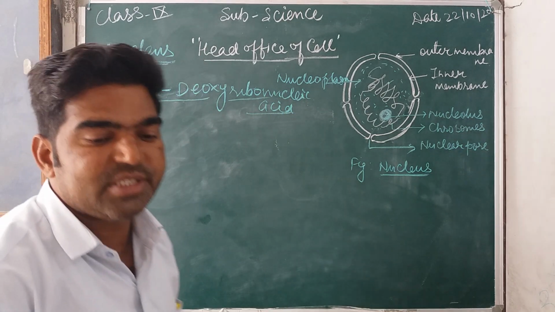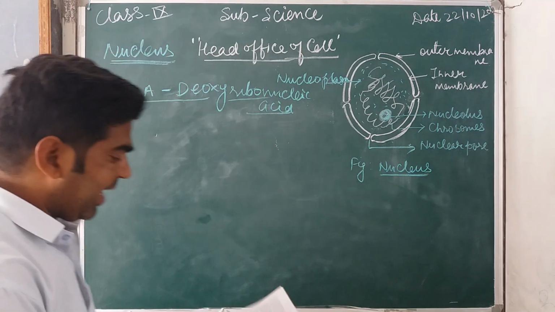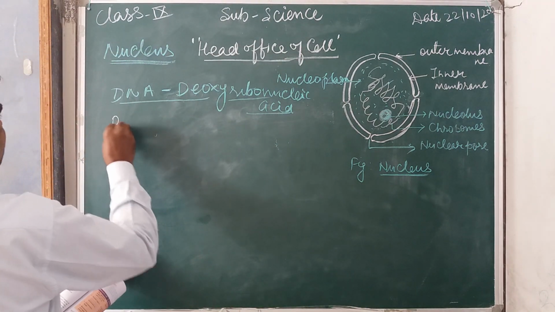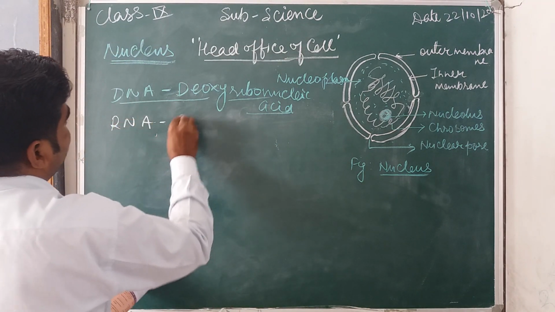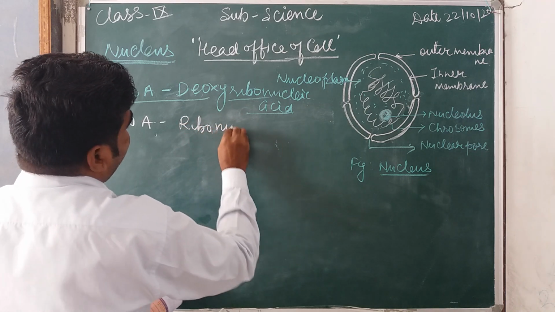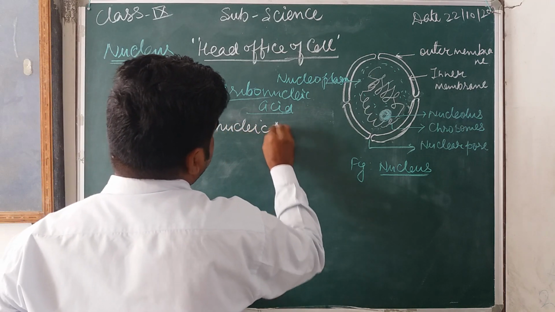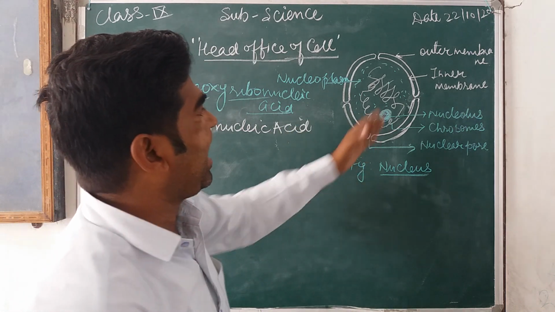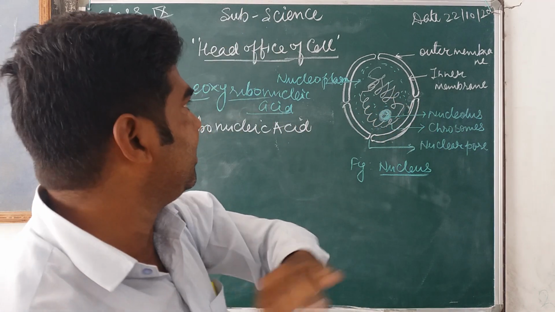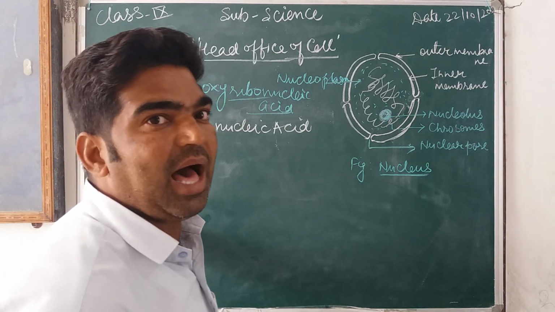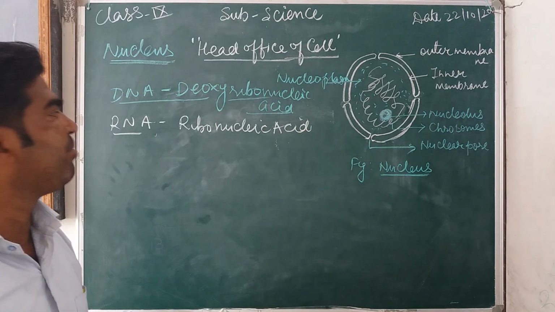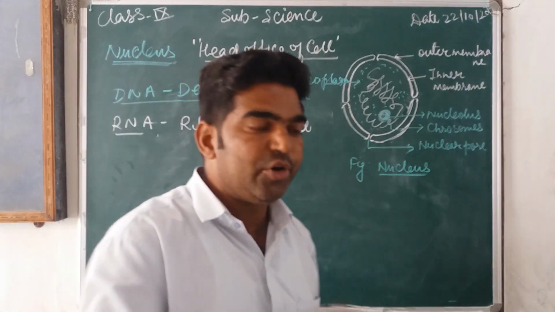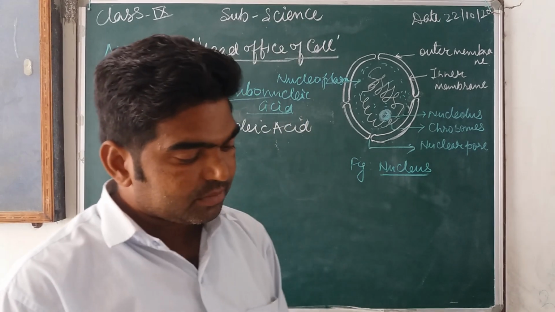Full form of DNA means deoxyribonucleic acid, and RNA is ribonucleic acid. So these chromosomes contain the genetic material in the form of DNA or RNA. So DNA means deoxyribonucleic acid and RNA means ribonucleic acid.